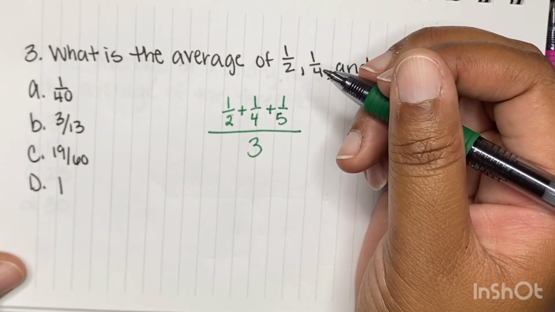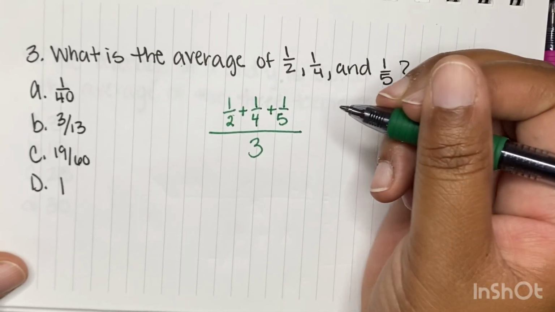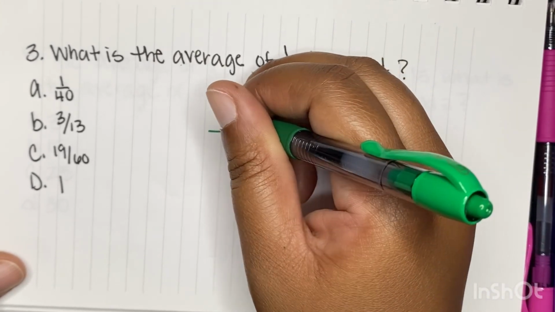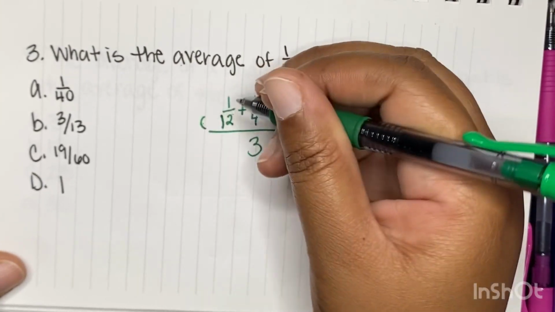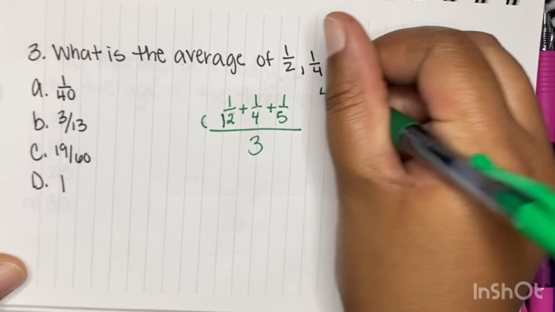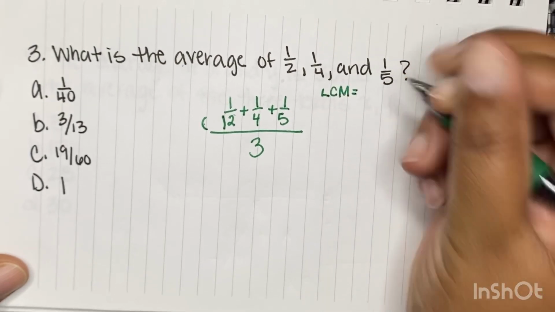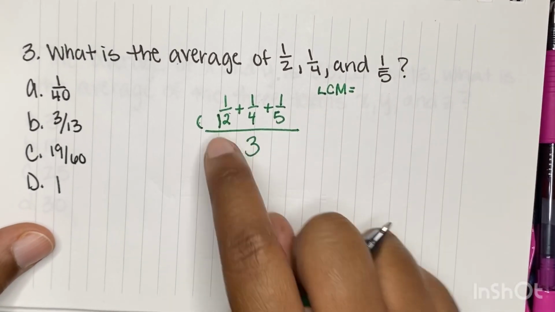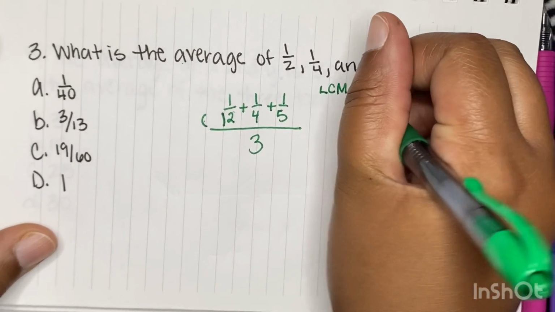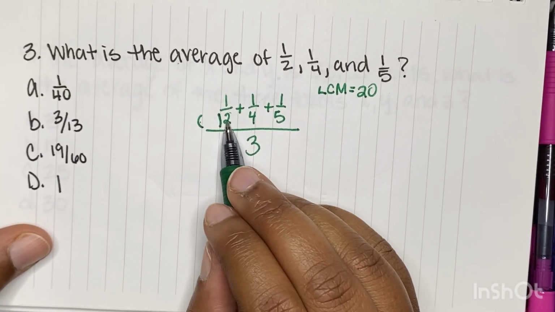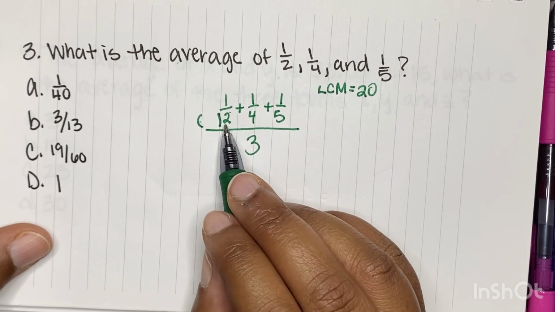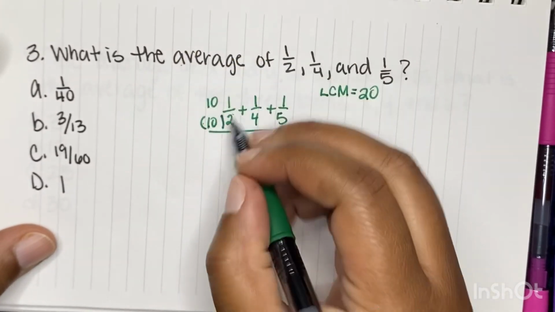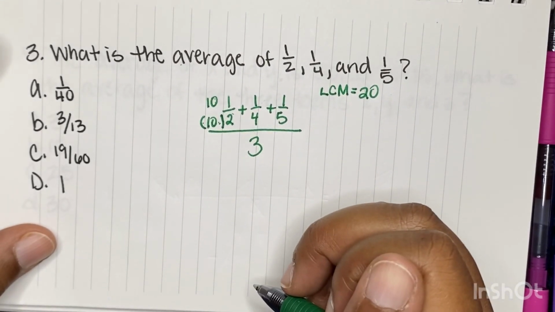So what does 2, 4, and 5 all go into? Well, 20. So my LCM, okay, and I have a whole other lesson on LCM, least common multiple. They all go into 20. So I'm trying to make this 2 into a 20. So if you're saying 2 times what gives you 20? 10. And what we do to the bottom, we have to do to the top of the fraction.